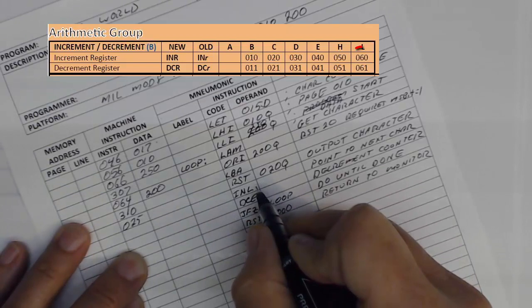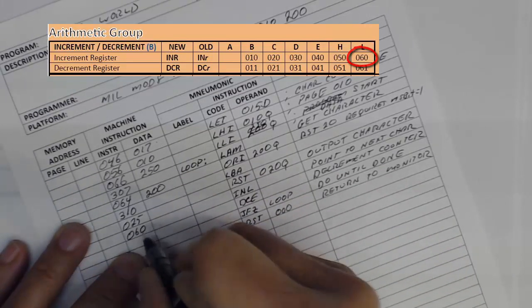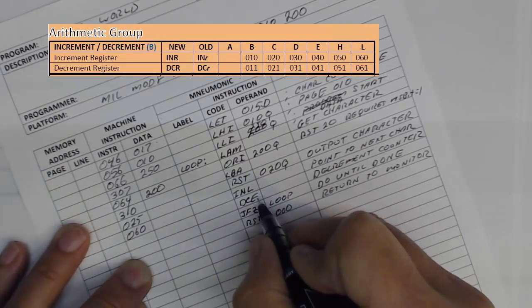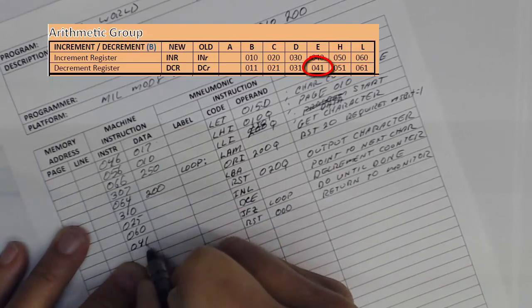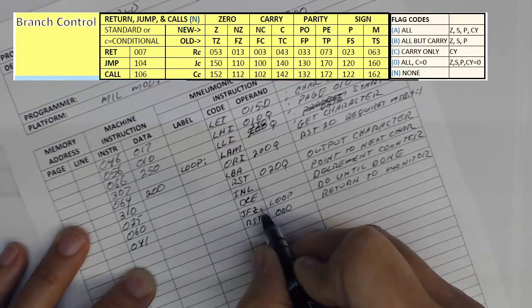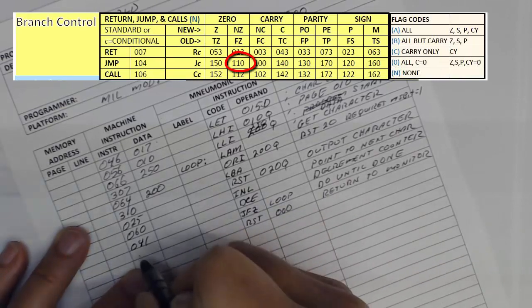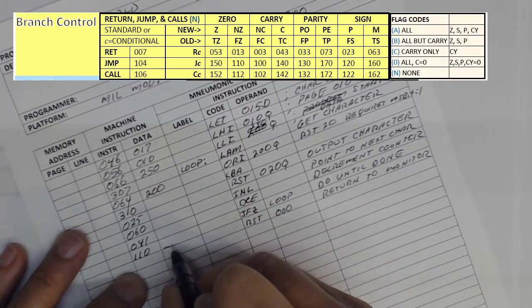Increment L is 060. Decrement E is 041. Jump on a false 0 is 110. We have to put in the address that we're going to jump to.